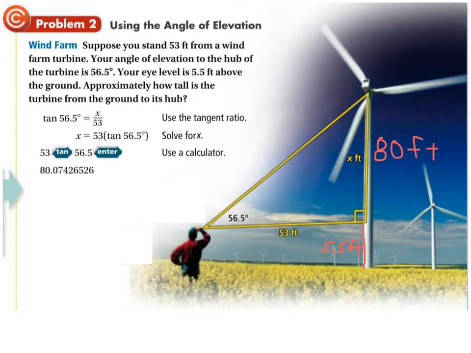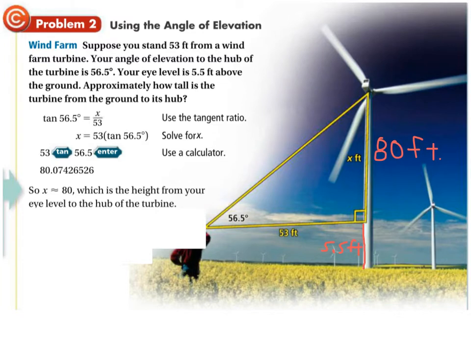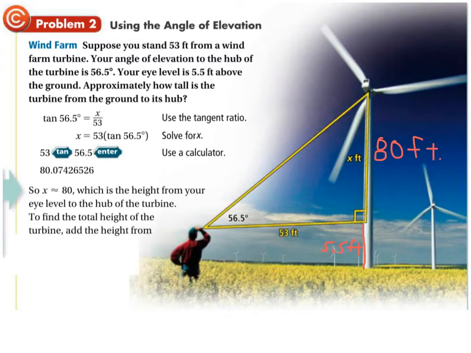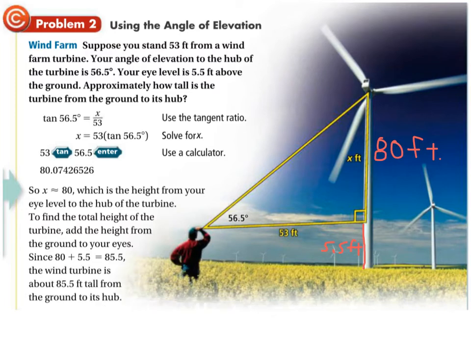However, your eyes are already 5.5 feet above the ground, so you're going to have to add that amount on. So x is approximately equal to 80, which is the height from your eye level to the hub of the turbine. To find the total height of the turbine, you add the height from the ground to your eyes. Since you are 5.5 feet above the ground, you take that 80, add 5.5 onto it, and you get 85.5. So the wind turbine is about 85.5 feet tall from the ground to its hub.